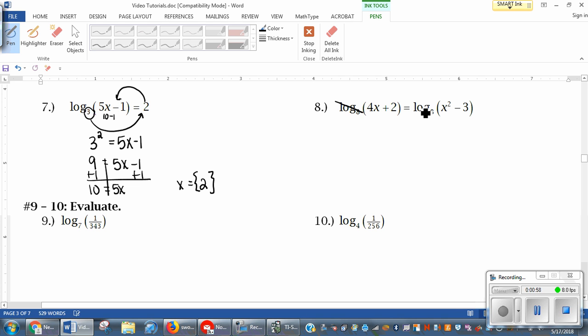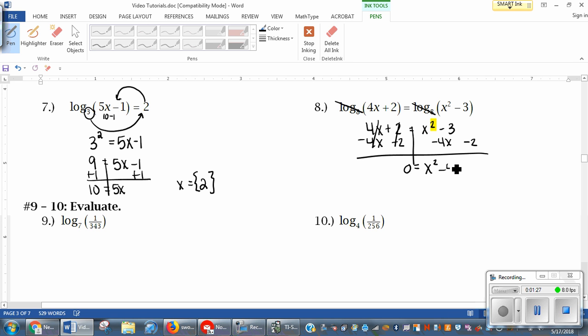The nice thing about number 8 is that when we have log on both sides, we can just cancel them out. And we see this quadratic term because of that power of 2. We want to bring them all over to one side. Subtract the 2, so that one side is 0. With quadratics, you always want one side to equal 0.